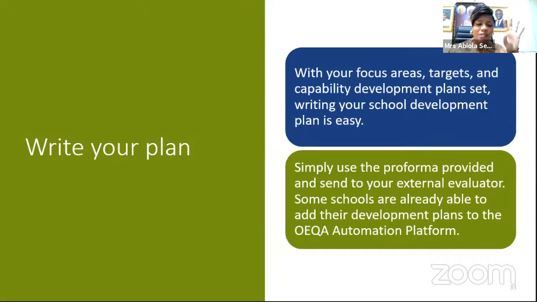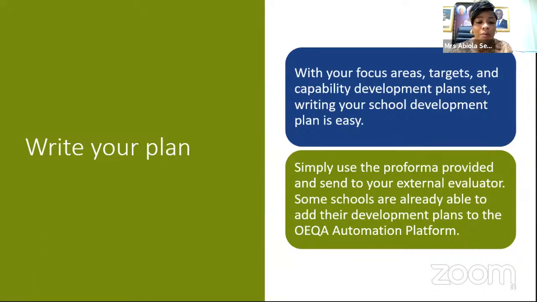We've written our focus areas. We know what our targets are. We've thought about our capability development plans. Now we have to bring everything together for a school development plan. Okay, if you just write it without thinking of these things, something will fall. So it's important to think of all of these components, think through it, talk through it with your team, and then bring it together so that it is bulletproof.